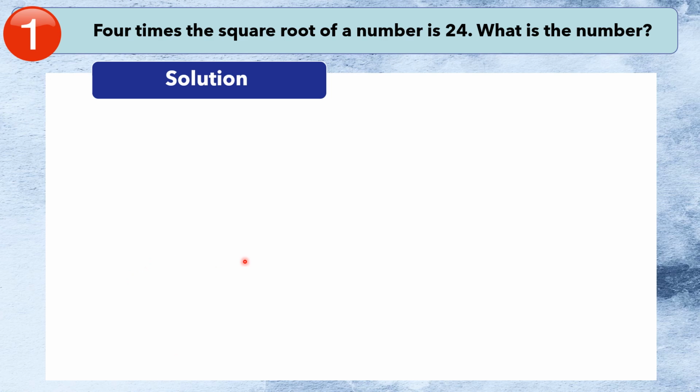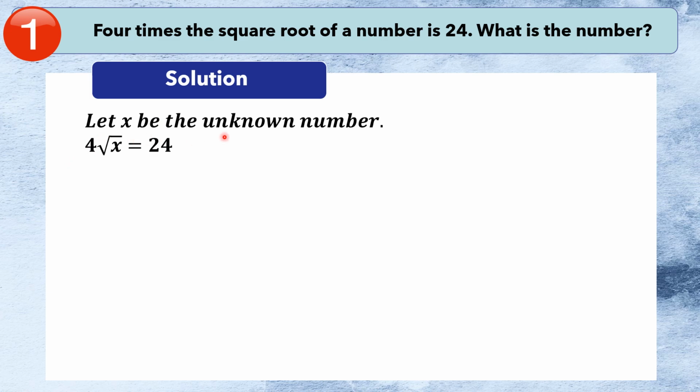So, for our solution, syempre, kailangan natin ng representation dyan. So, let x be the unknown number. So, itatranslate nyo lang ito into mathematical statement. So, 4 times the square root of a number, square root of x. Kasi nag-let tayo, let x be the unknown number. So, 4 times square root of a number is, okay, equal to 24. Kaya ganito po yung ating mathematical statement. Okay, next.